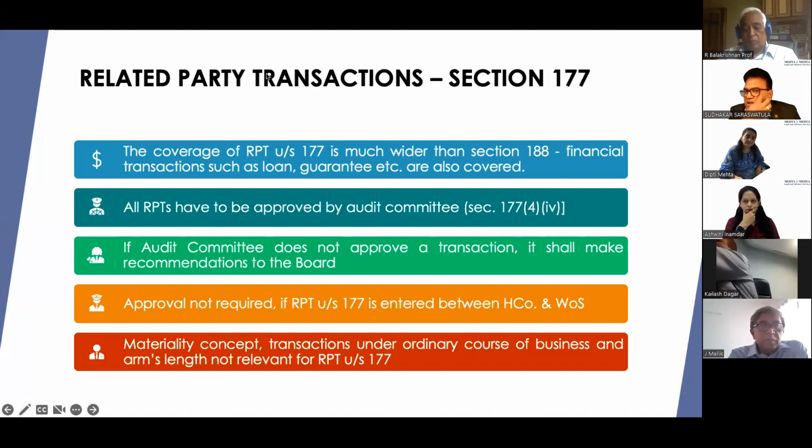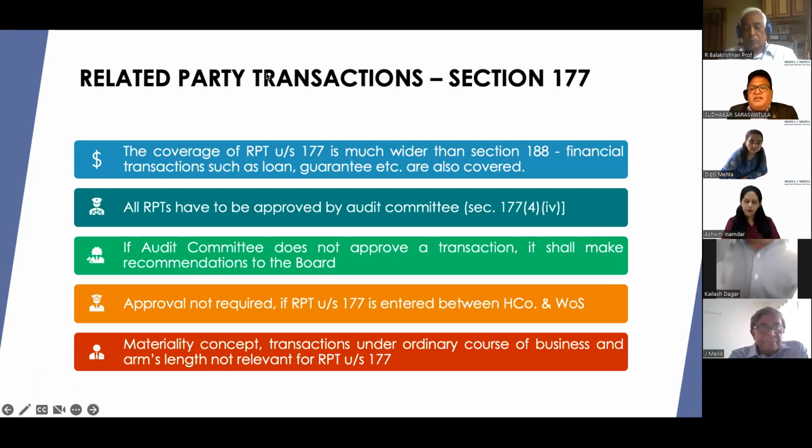And in addition to that, there is one more aspect, the question of recommendation. Can the audit committee recommend a transaction? As such, if I'm not wrong, nowhere in 177 have they mentioned that the audit committee can recommend it. It has to approve it. If I have to approve something, it means I can deny that also. But where is the question of recommendation?